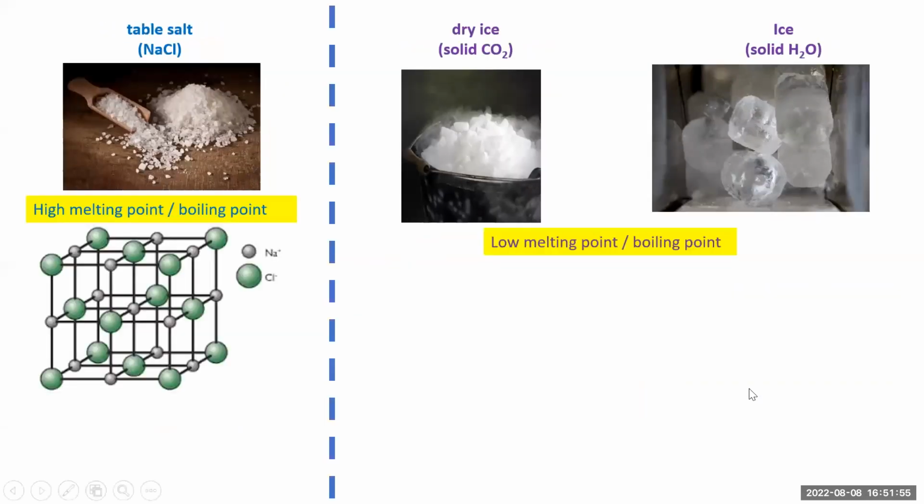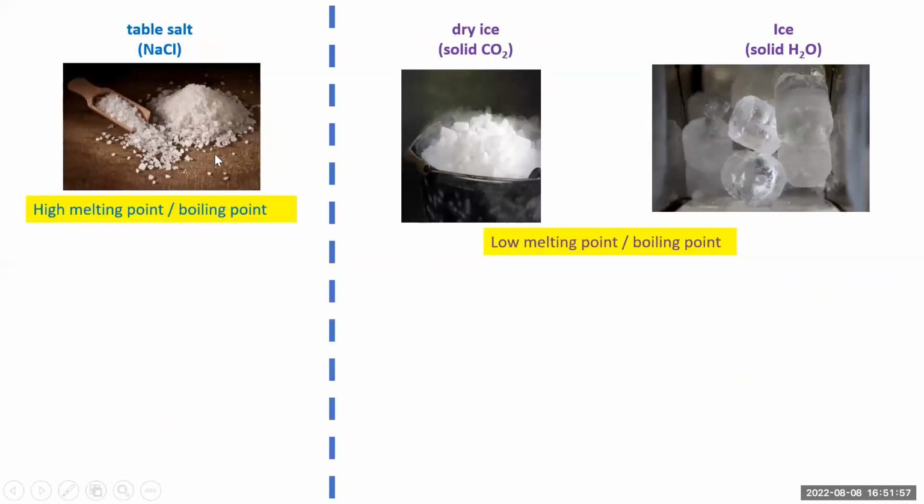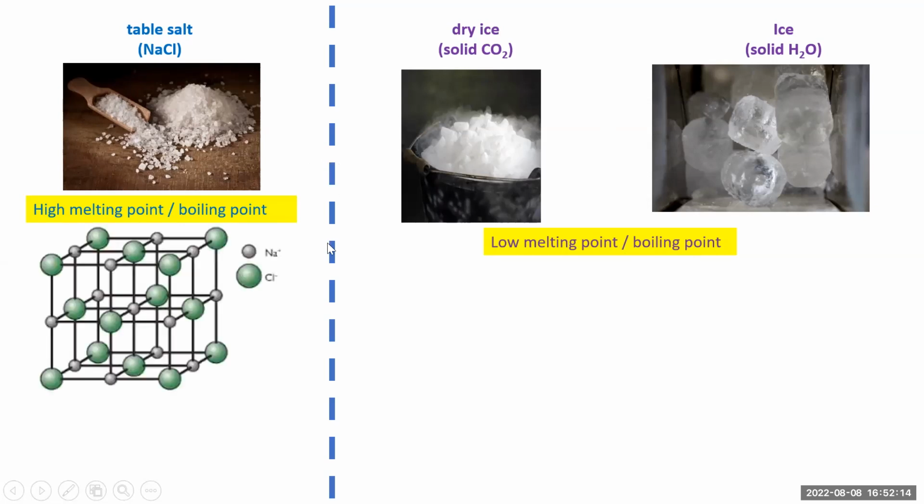And now we have to ask ourselves, sodium chloride has a high melting point and boiling point, but dry ice and water have low melting point and boiling point. So how come there are different results, even though they have similar appearance? We can explain based on the structure and bonding, right? That's the idea of the whole unit. Structure and bonding of a substance can explain the physical properties of a substance.